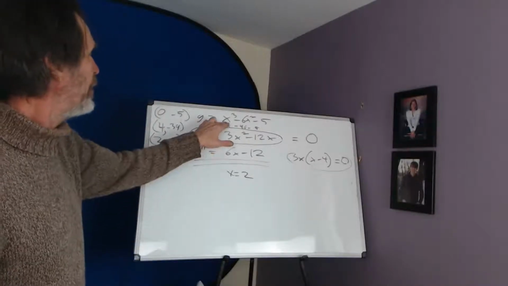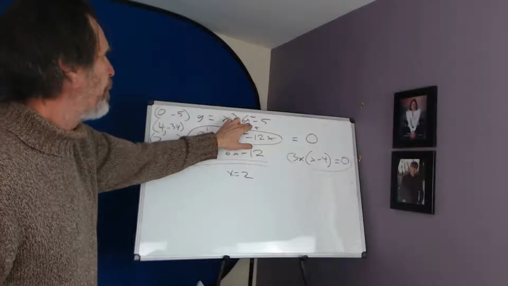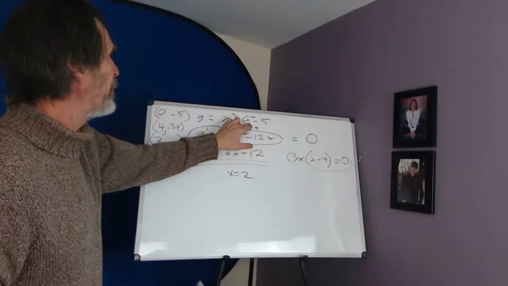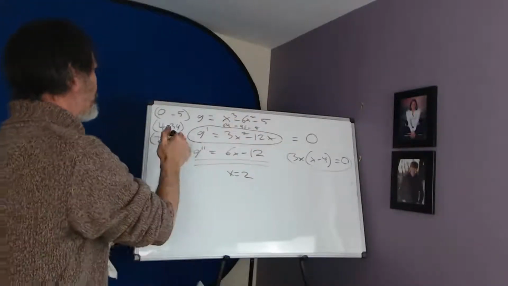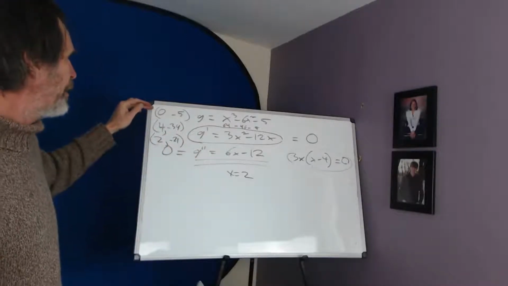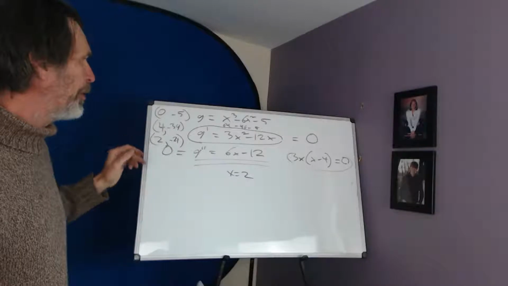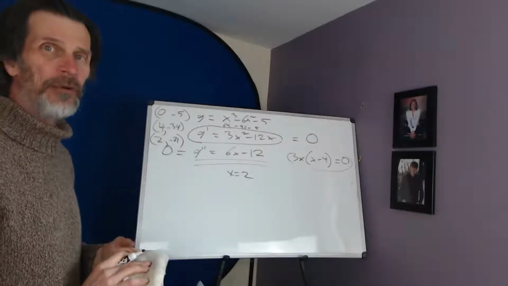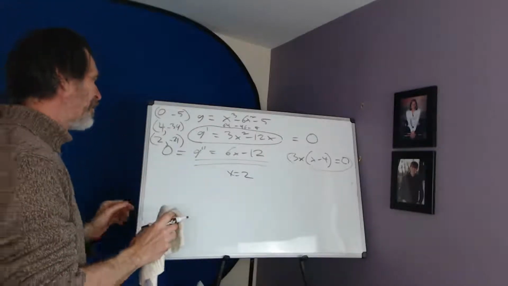If I plug 2 in there, I get what? 8 minus 24. That's -16 minus 5 is -21. So there's the third point on the graph. Critical point, and that point right there is called the inflection point. That's where it changes concavity.